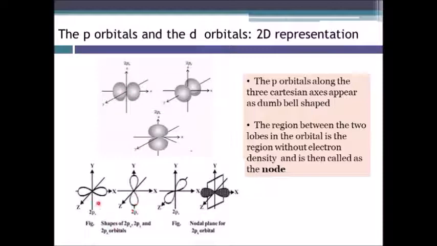You can see here this is 2px, 2pz, and this is 2py. Here the lobes are along the y axis, this is the z axis, and this is the 2pz orbital. Here we have shown them in a way so that you can understand the nodal plane where it is. It is exactly between these two lobes of the dumbbell.